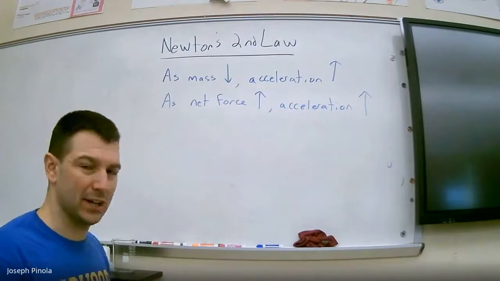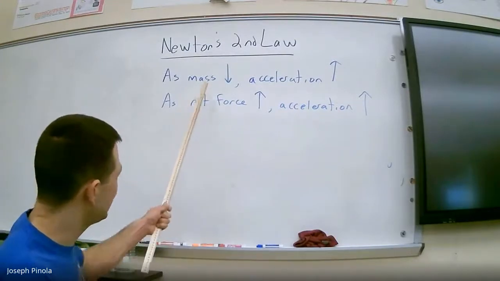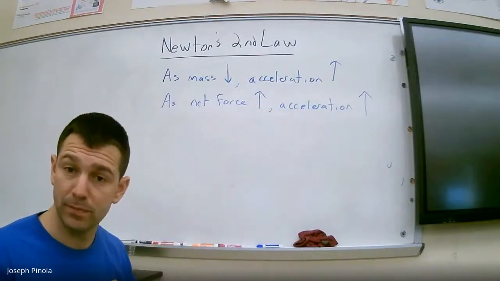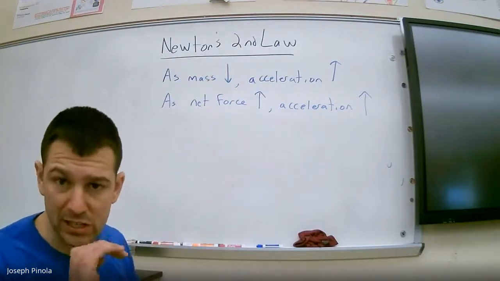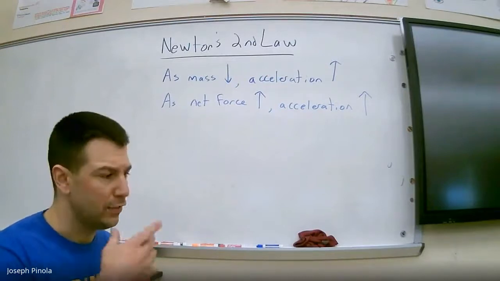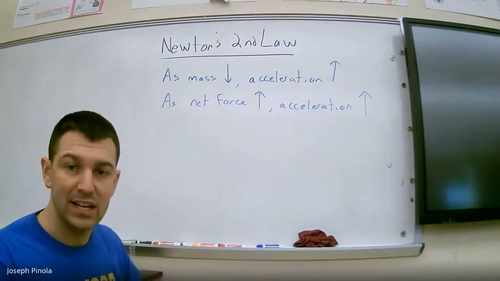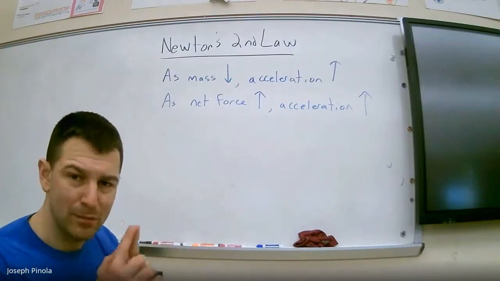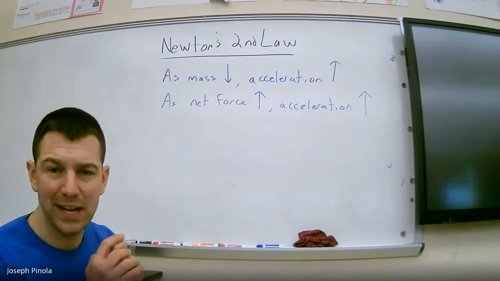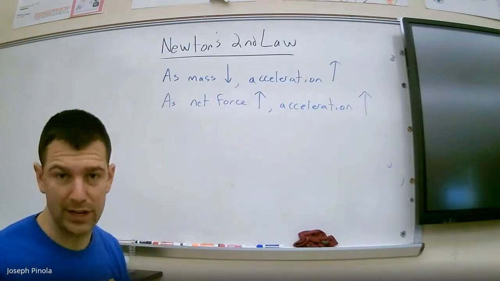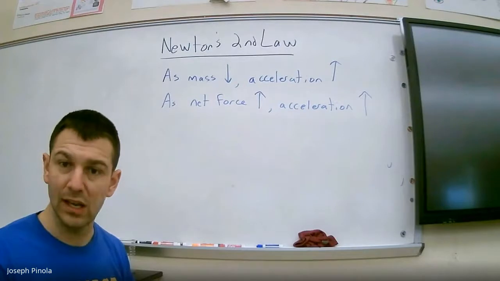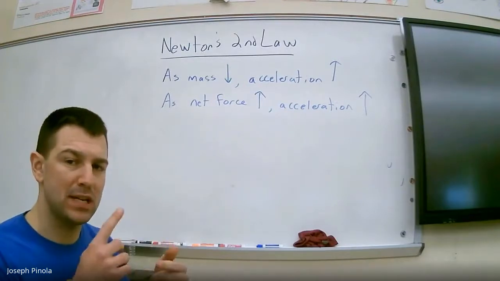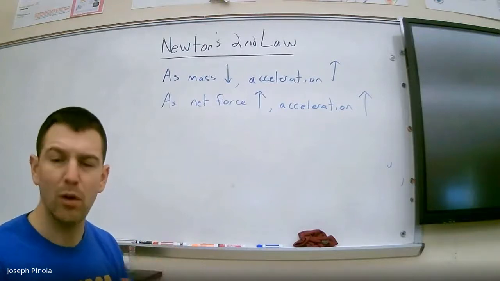The first part of the second law states that as your mass decreases, your acceleration increases. That's assuming that force stays the same. So if you were to have two objects that had different amounts of mass and they both experienced the same force, the less massive object would accelerate at a faster rate. In other words, the object with less mass would pick up speed or change its speed more quickly than the other object.